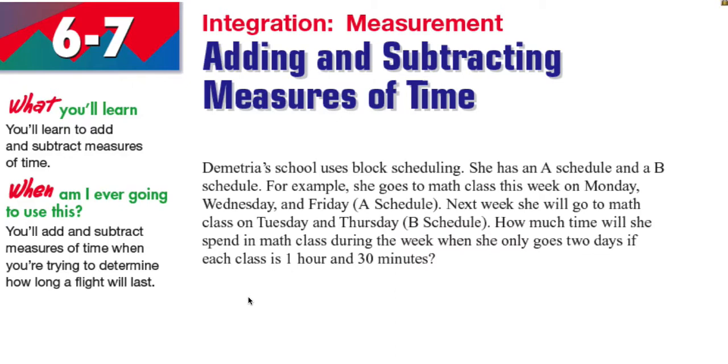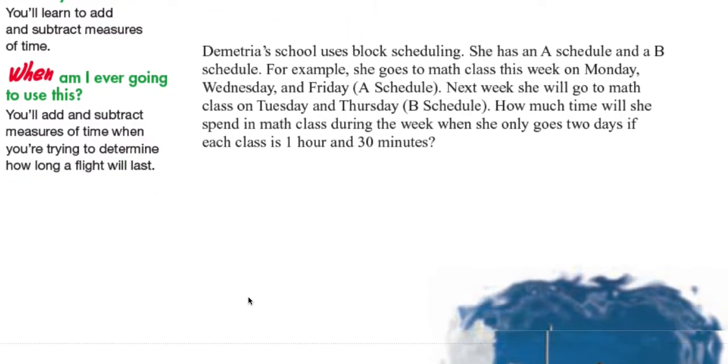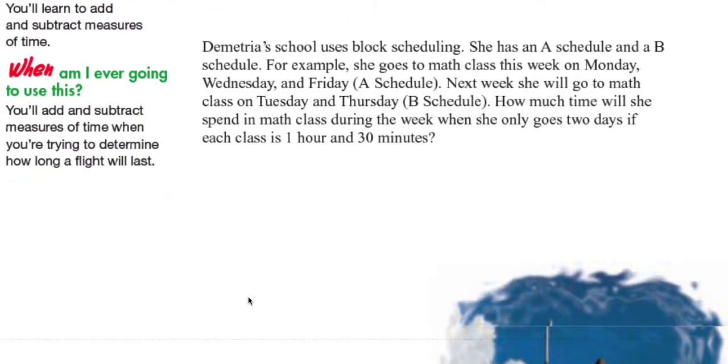Okay? So Demetria's school uses block scheduling. She has an A schedule and a B schedule. You will be doing this in high school, block scheduling. For example, this week she goes to math class on Monday, Wednesday, and Friday. That's her A schedule. Next week she'll go to math class on Tuesday and Thursday, and that's her B schedule. How much time will she spend in math class during the week when she only goes 2 days, and if each class is 1 hour and 30 minutes long?